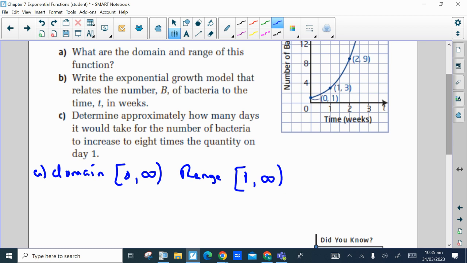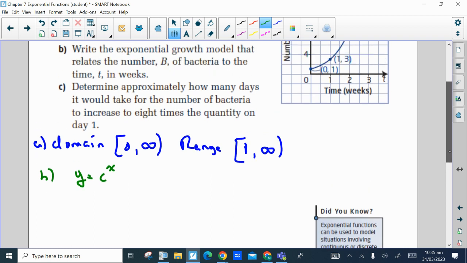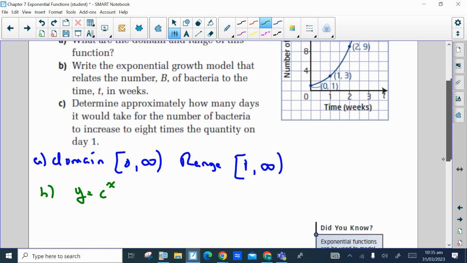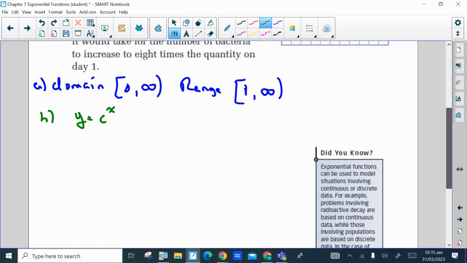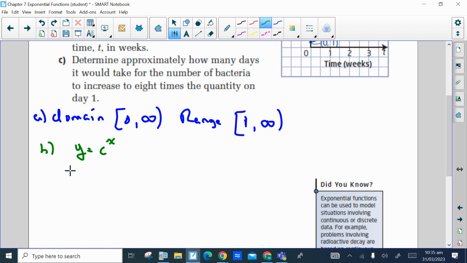Part B, write the equation. So again, this is a growth function, so we know that c will be greater than 1. And we can find out what it is by using the point (1, 3), or we could also use (2, 9) if we wanted, but we've seen that it's much easier if you use the value when x is 1, because c to the 1 is c, and c equals 3. So our equation will be y equals 3 to the x.